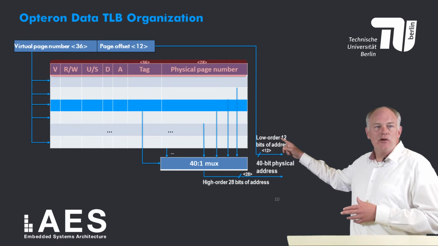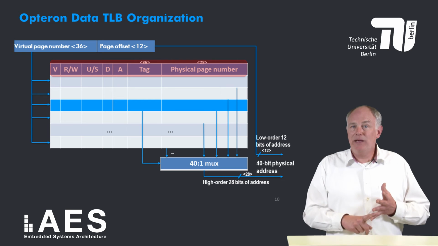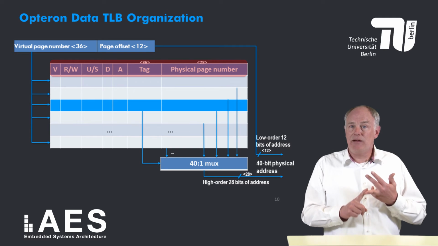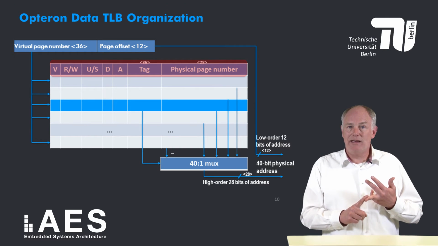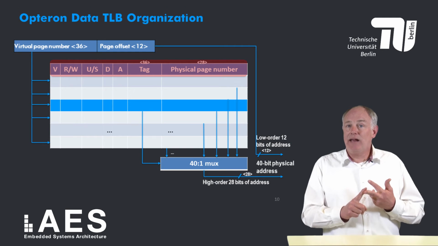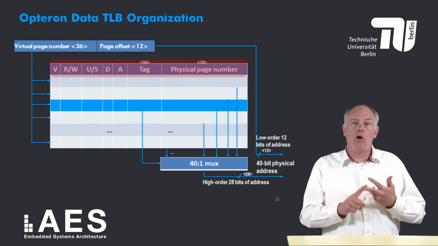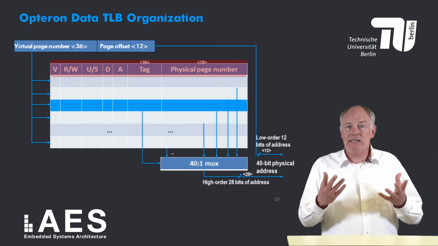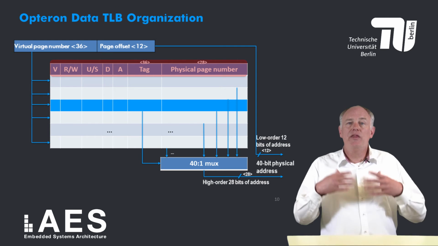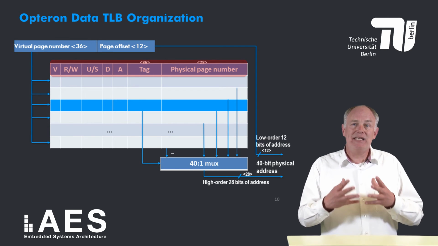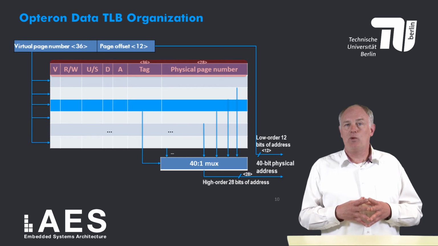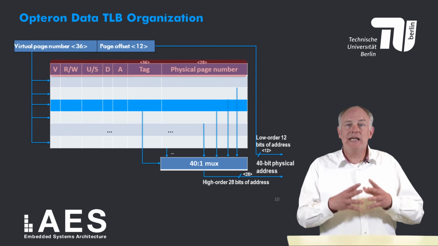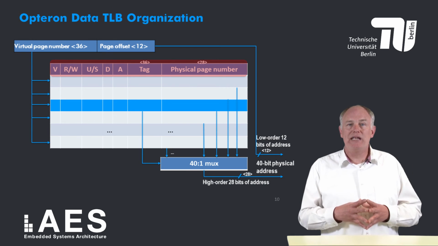Each TLB entry consists of several fields. The valid bit indicates if the TLB entry is valid or not. The RW bit says if the page is read-only or read-write. The US bit indicates if a user can access the page or only the supervisor, meaning the operating system. The dirty bit says if the page has been modified. The accessed bit indicates if the page has been read or written since the bit was last cleared. This is used to implement LRU. And the 36-bit tag field contains the virtual page number.